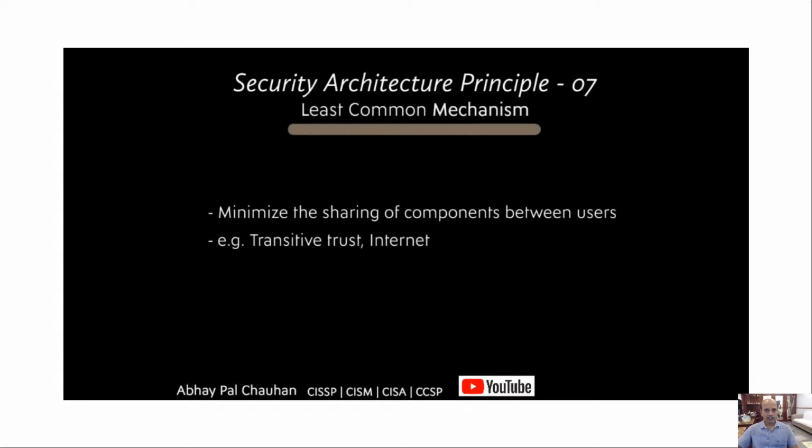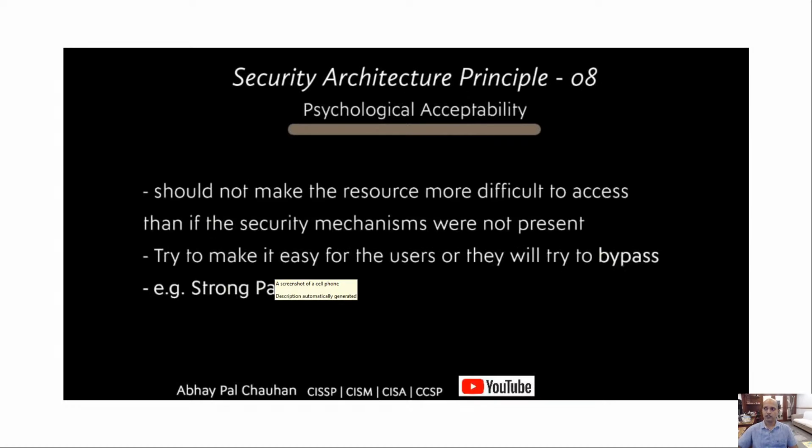Next one is psychological acceptability. If we are going to make anything more difficult, then most of the users are not going to accept it, right? If we make a password very complex, like 20 digits, and at the same time we require five alphanumeric characters, five numerals, and five special characters, what exactly will the user do? They will write down that particular password on some piece of paper or somewhere in some soft file.